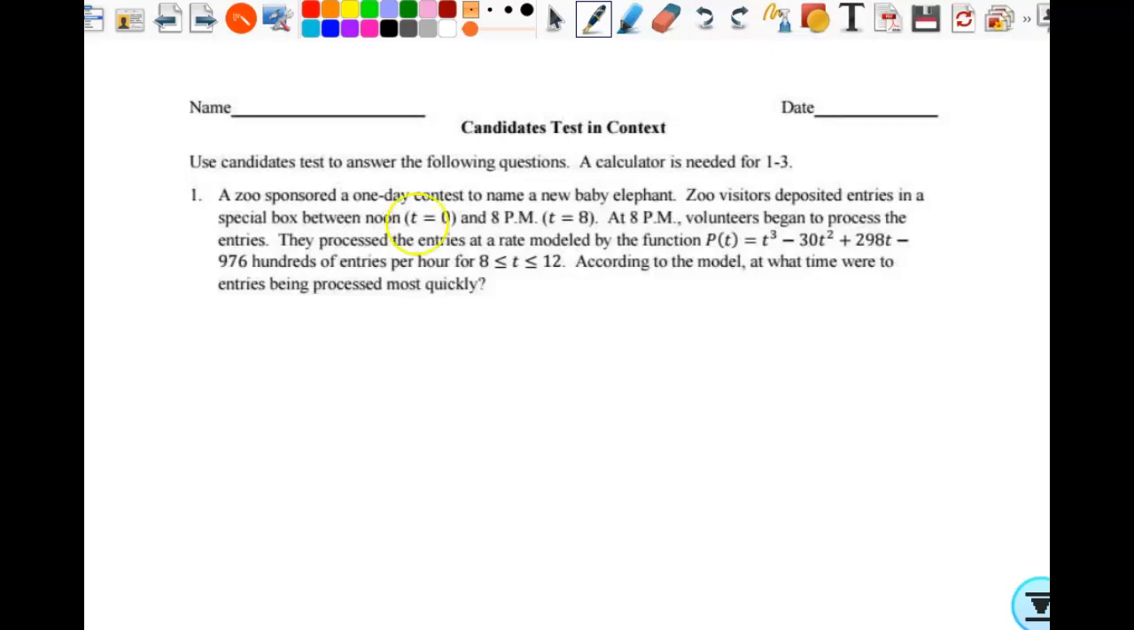So this is what time they were dropped in, but this is what time they were processed, right? If we want to know at what time the entries were being processed most quickly, then we are looking for the absolute max, right? You find an absolute max of P of t, and we do that with the candidates test, right? We're going to, well, sort of.